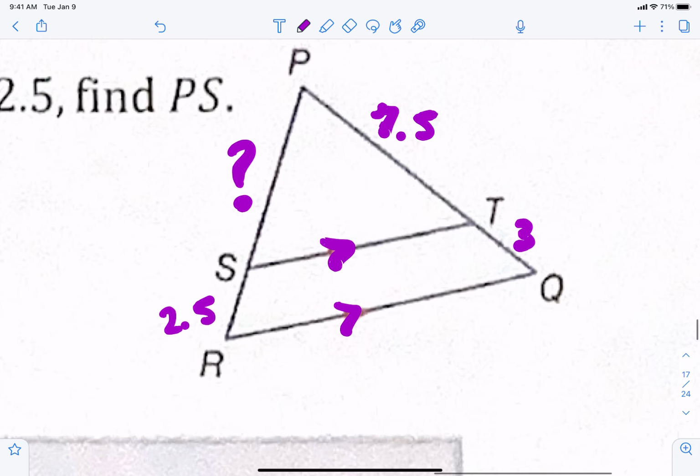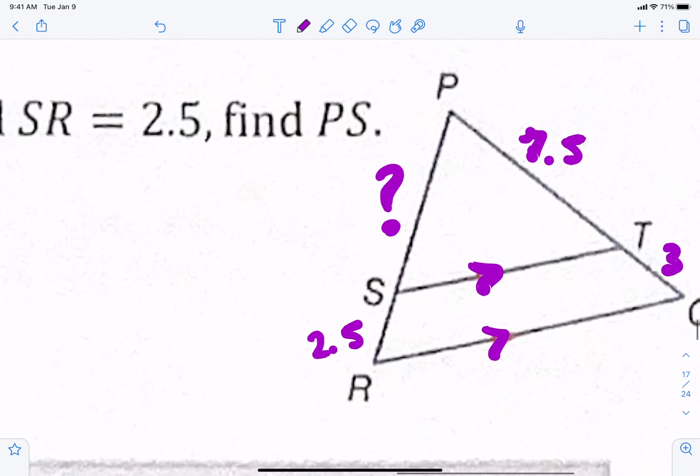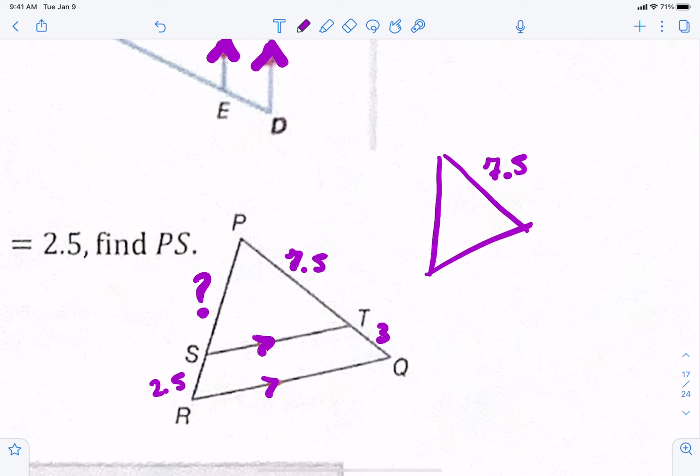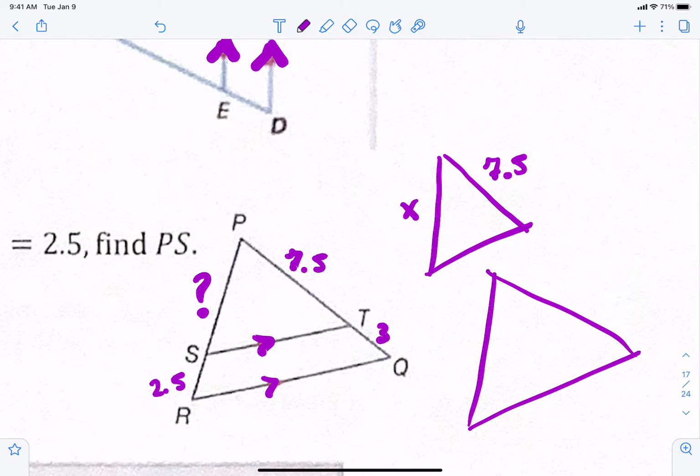Now, in past sections, we would separate this out into two pieces. Don't draw this. We would have 7.5, we would have X, and then we'd have a bigger one, and this would be like 10.5. What would the other side be, if we call this guy X? X plus 2.5 or 2.5 plus X, right? And we would set up a proportion that way.